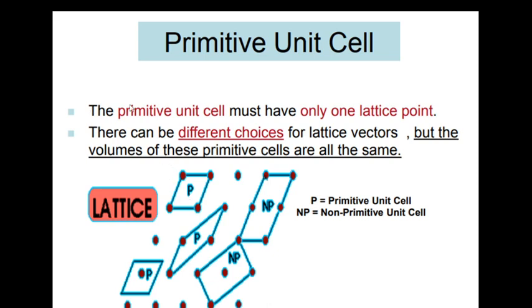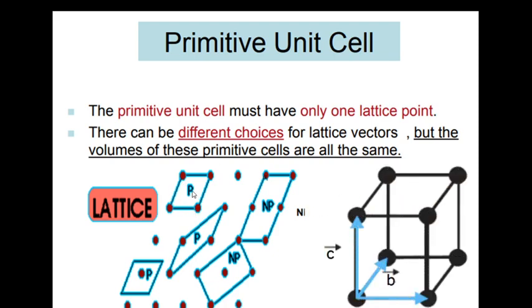So if such a chosen block, or chosen basis, or chosen building block is there, such a unit cell where you have only one lattice point, you can see this is 1/4 point, 1/4 point, 1/4 point, 1/4 point. The summation of 1/4 plus 1/4 plus 1/4 plus 1/4 is one lattice point. So such a unit cell is said to be a primitive cell.